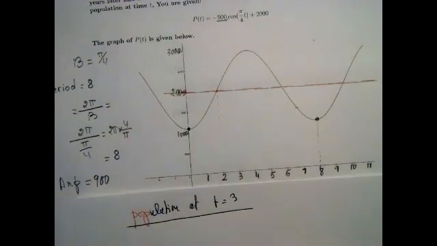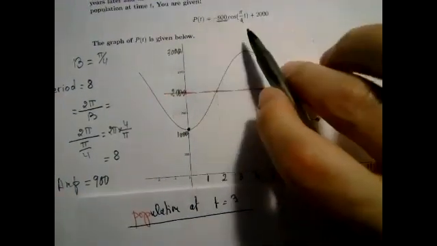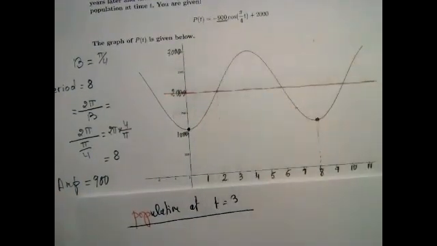Okay, how can we get that? Remember, I have the formula for the population. I want the population at t equal to 3. How would we do that? Are you guys doing it? Plug it in for t. Exactly, so let's plug it in for t.